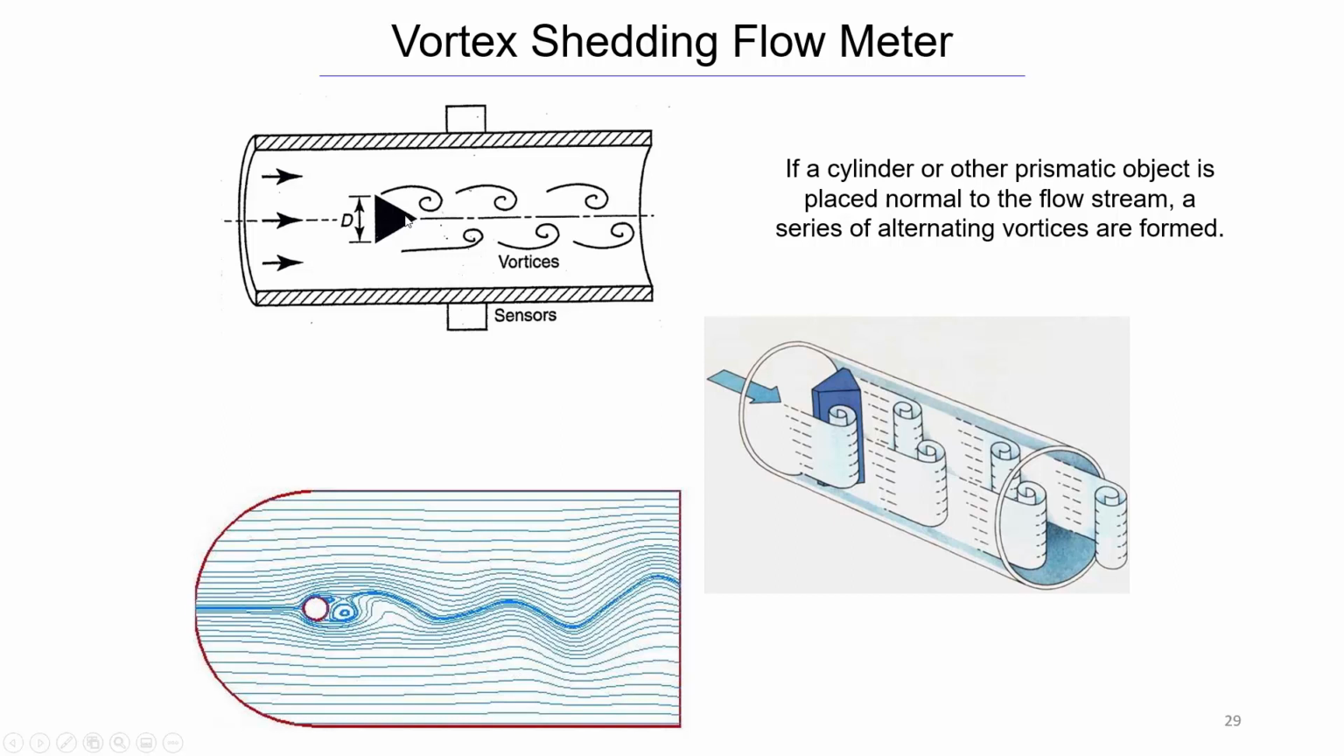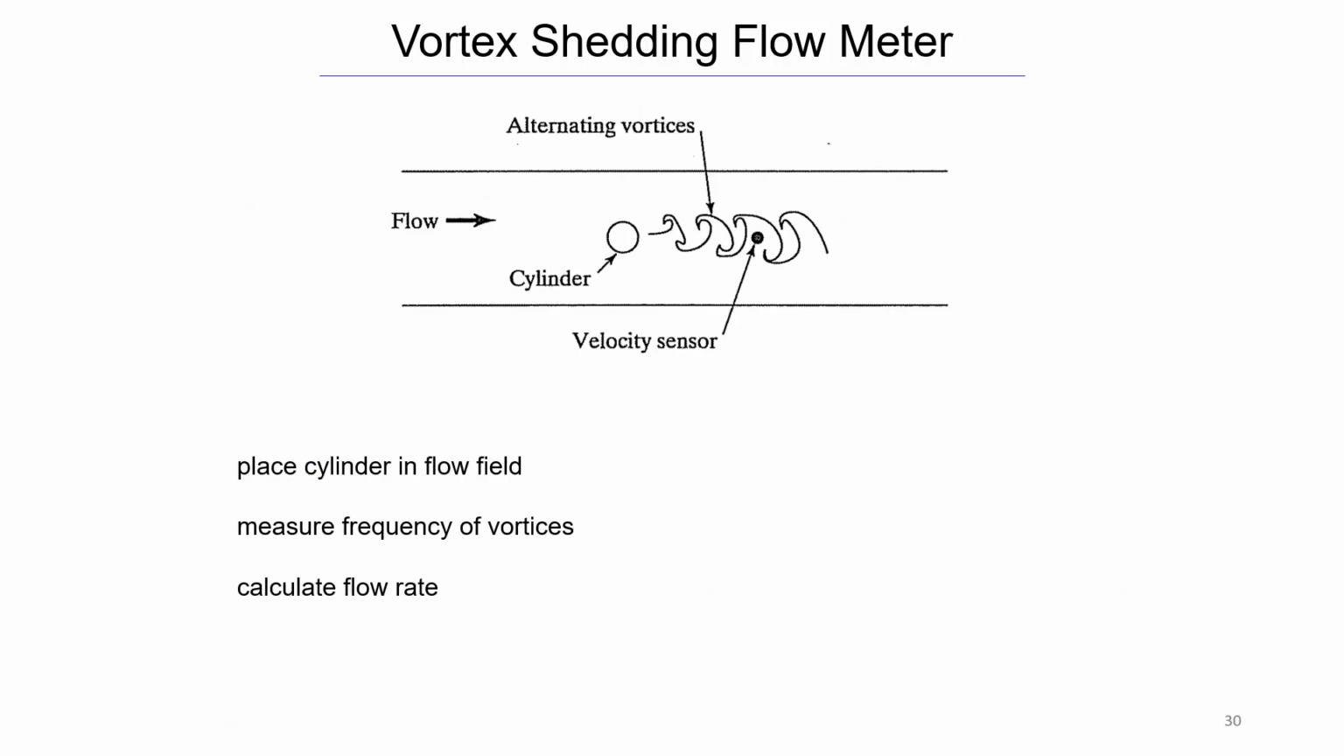the flow rate. The equation for this, so this slide first just says the procedure for that. You place the cylinder in the flow field, you measure the frequency of the vortices, and then you calculate the flow rate.